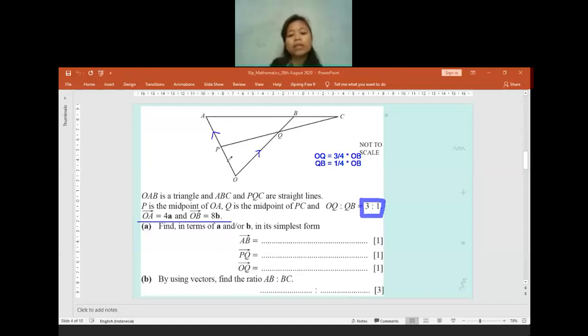OA is 4a. So if I want to find the factor OP, it will be how many a? Factor OP, it will be 2a only. And then what about the PA? 2a. Is there anyone who gets confused when I write OP is 2a, PA is 2a? Is there anyone who has any confusion?